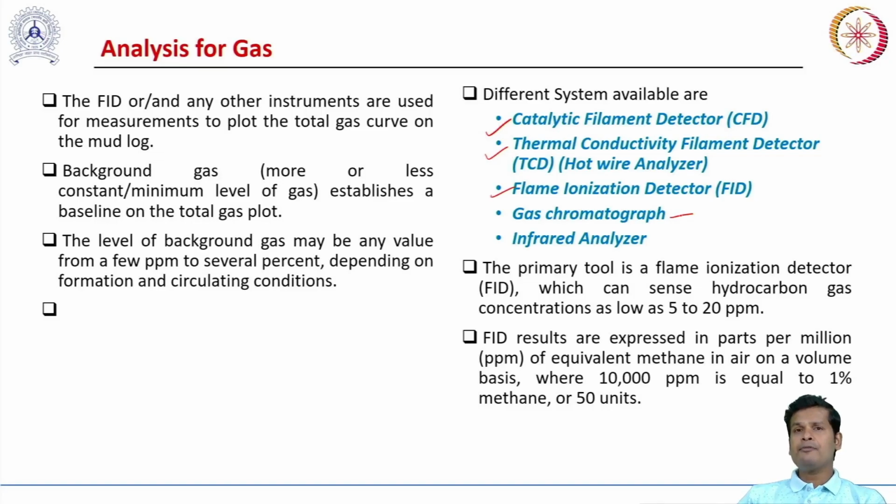The primary tool for analysis generally at many well sites is a flame ionization detector or the FID, which could be used to detect hydrocarbon gas at concentrations even as low as 5 to 20 ppm. In terms of ppm, 10,000 ppm is generally equivalent to 1% of methane or 50 methane equivalent units.